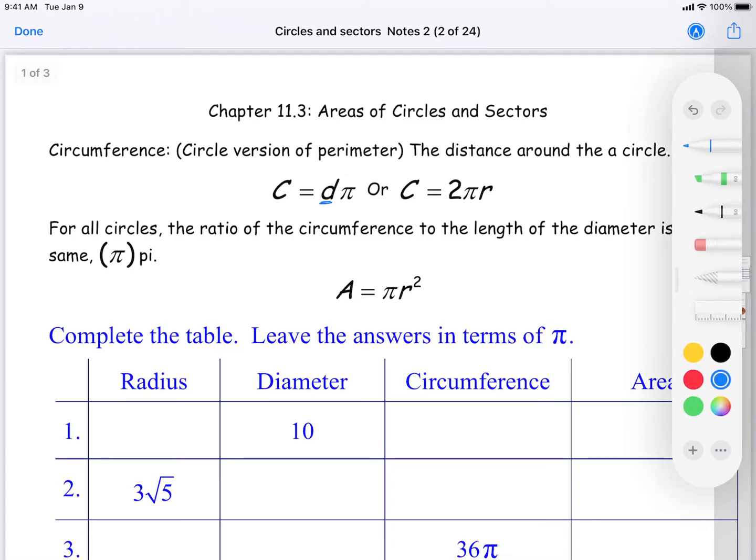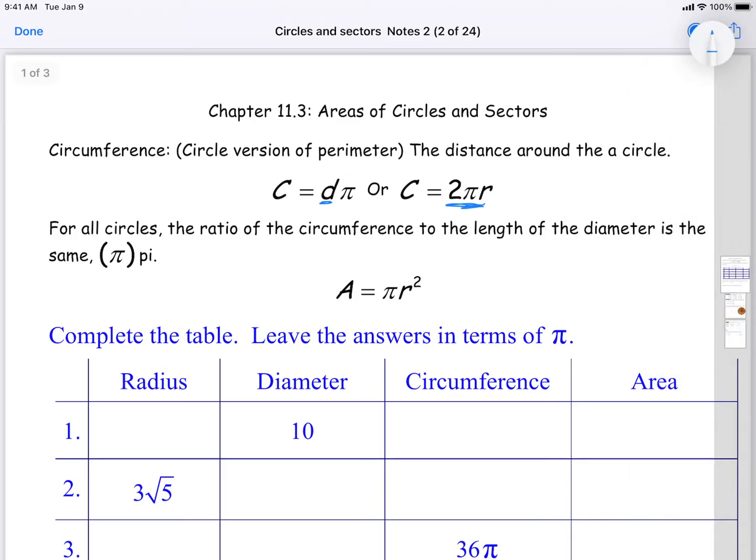We didn't really talk about diameter times pi. The one I prefer us to use is 2 pi r, because most of the time we're going to be given a radius instead of the diameter. But in case we have the diameter, it's simply diameter times pi. So for all circles, the ratio of the circumference to the length of the diameter is the same, pi.